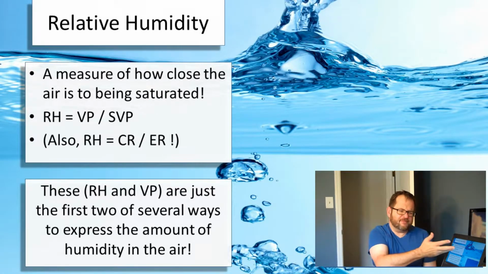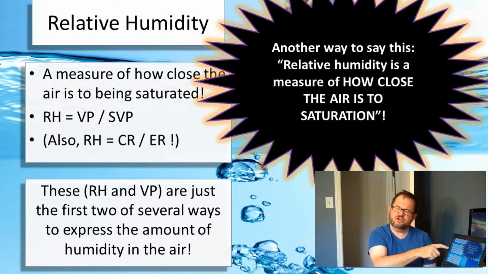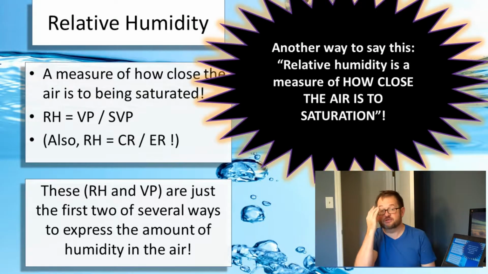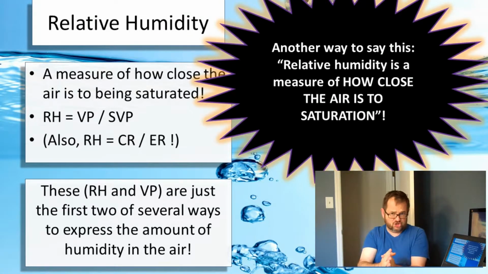In other words, if the vapor pressure is equal to the saturation vapor pressure, which we said earlier means that the air is saturated, that means the relative humidity is 100%. And if there's no water vapor in the air, so the vapor pressure is equal to 0, 0 divided by some number is going to be 0, so the relative humidity is going to be 0. See how the relative humidity goes from 0 to 100%. 0 means we're as far from saturation as we can get. 100% means we are saturated. Pretty cool.